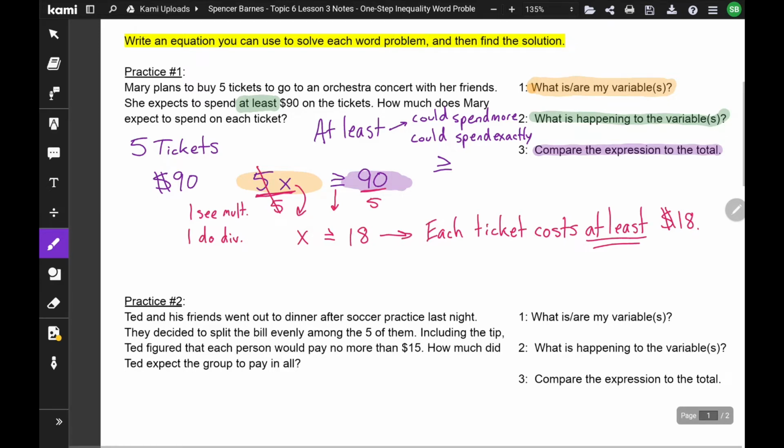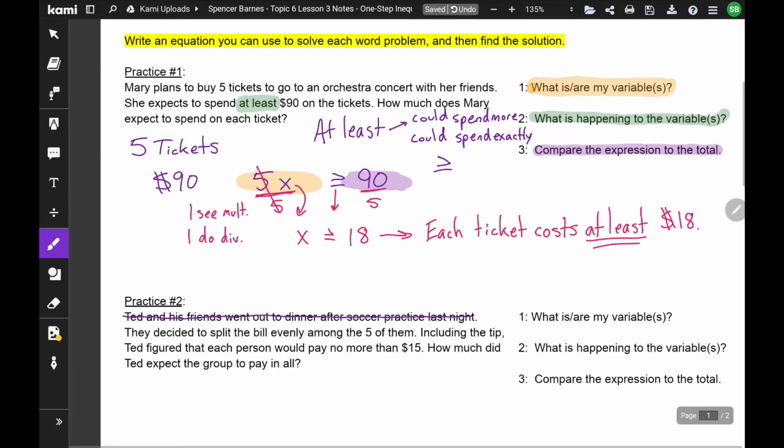All right, so let's see here. Ted and his friends went out to dinner. That sentence is irrelevant. So I'm going to cross out irrelevant information. This sentence doesn't change anything. That does not affect the story.